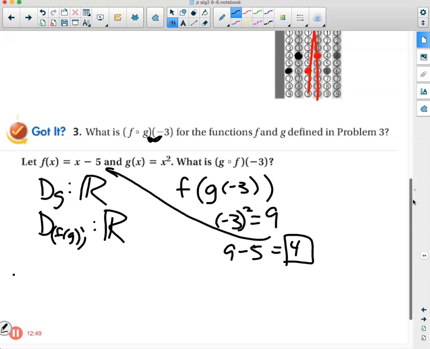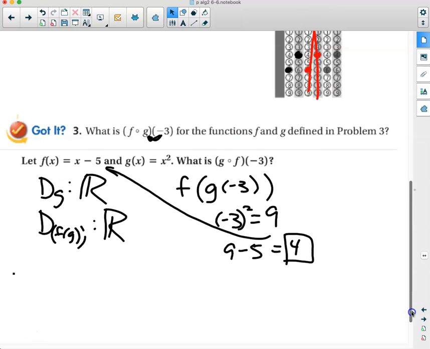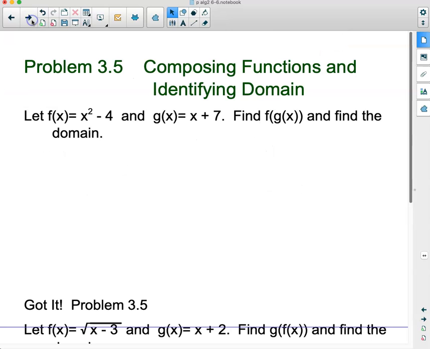Composition, using those two functions at once to figure out what we have. So everybody feel like they're going to be able to do that? Because that's the start of composition. Just figuring out, hey, which one do I put this in first? How does that work? And then we get to this one.